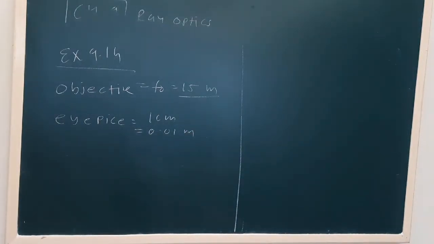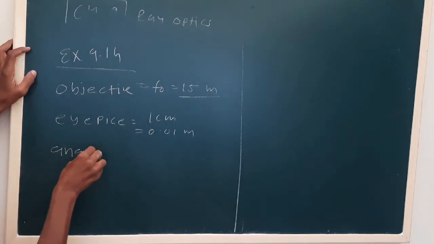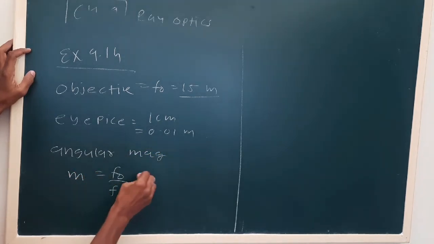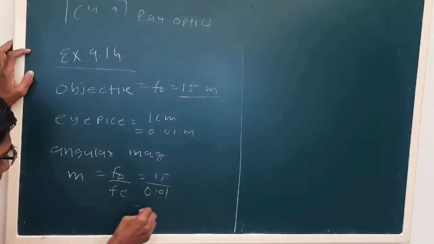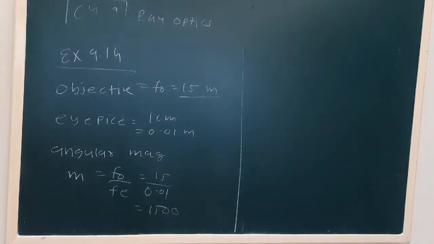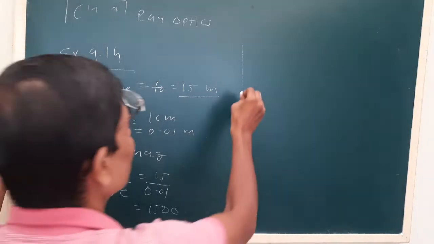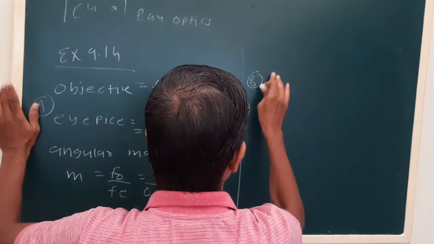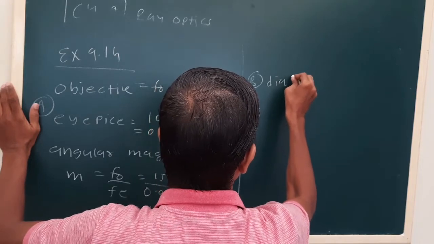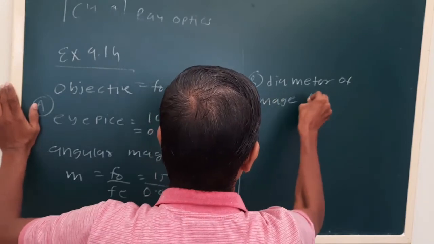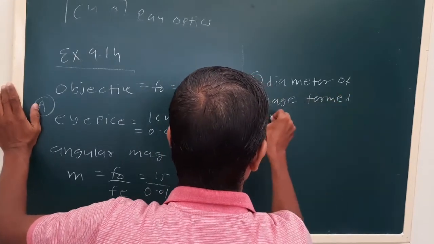Now first you have to calculate magnification. This is angular magnification. M is equal to FO by FE. Now see we have to obtain, this is part A of the question. Secondly, we have to find out the diameter of the image formed by telescope.